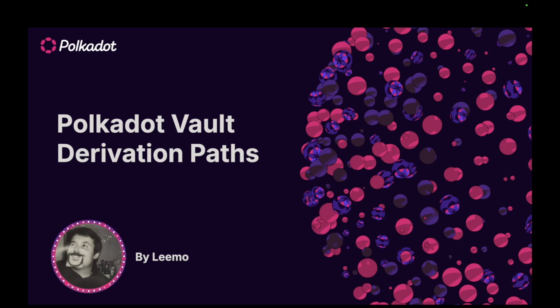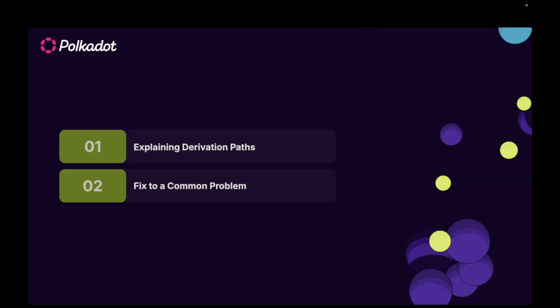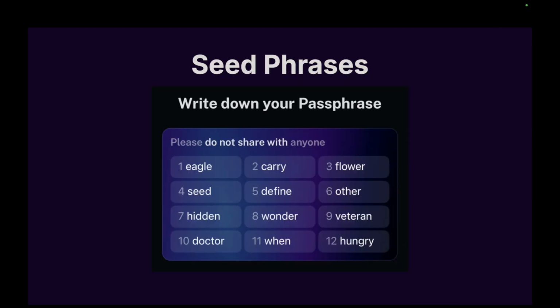GM everybody, this is hopefully quite a quick video explaining Polkadot Vault and derivation paths. I see a few people every so often having issues with understanding this, so hopefully this video will help. So we're going to explain derivation paths in hopefully easy to understand language, and then we're going to talk about how to fix a common problem, which is when you send tokens cross-chain using XCM, not being able to access the funds on a different chain, and it's because of derivation paths.